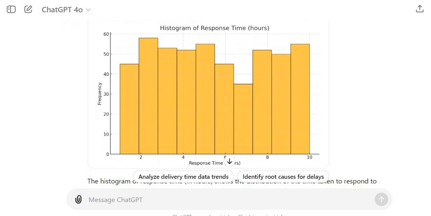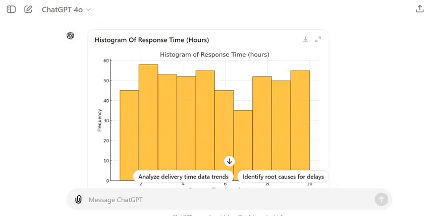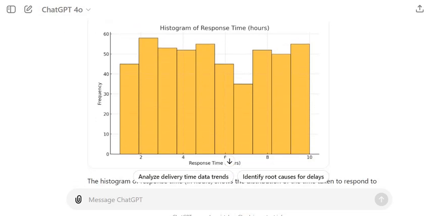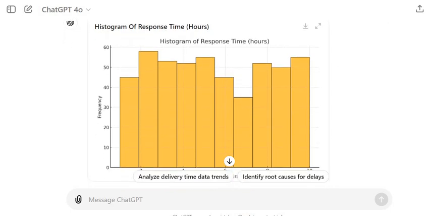So what it did is that it created a histogram. You can see you don't need to do anything other than just telling ChatGPT to create a histogram, and it will create a histogram for you. Okay, but the creation of histogram is one thing, what is the interpretation? What does this histogram tell us? So it has also provided the interpretation, although you should be able to interpret the histogram yourself, but ChatGPT can also help you.